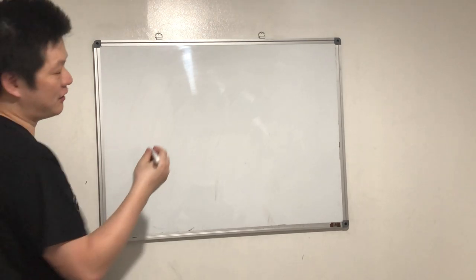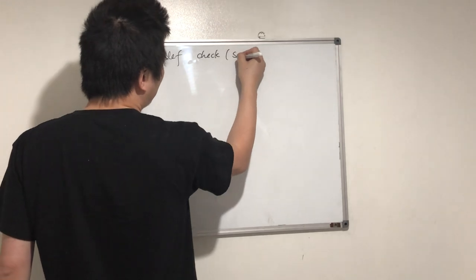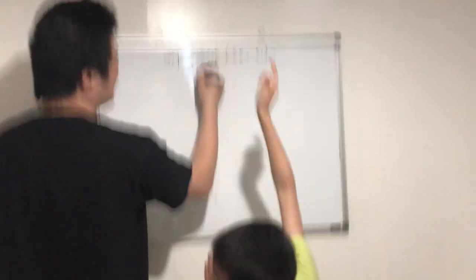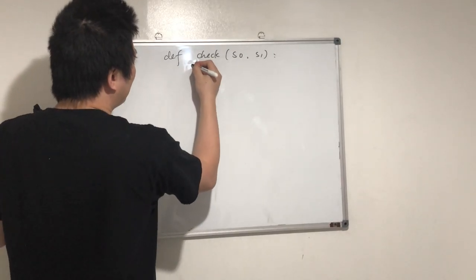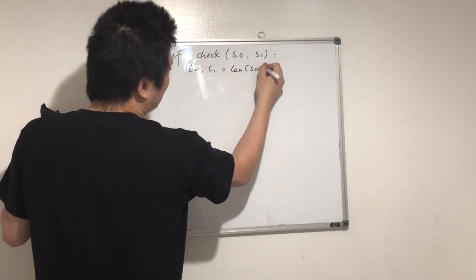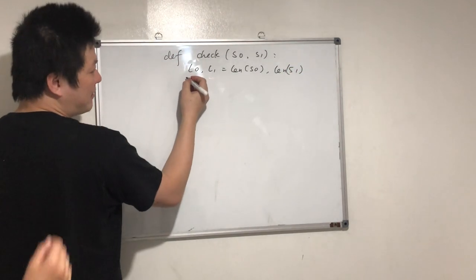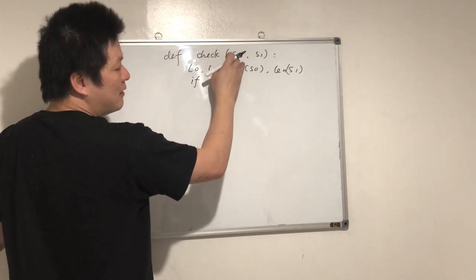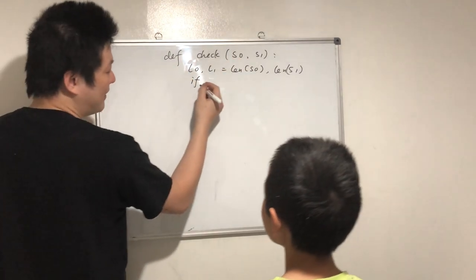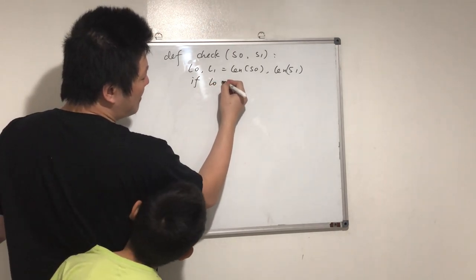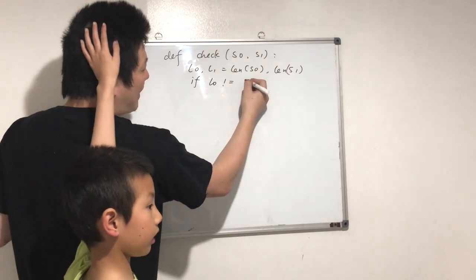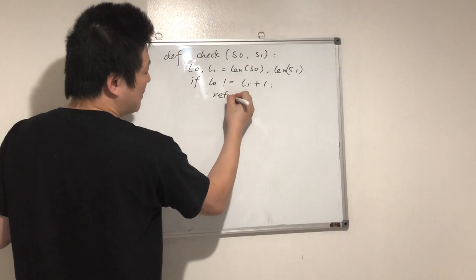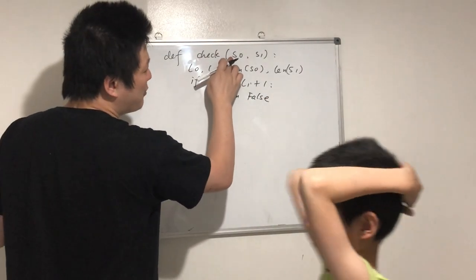How can we brute force, Eric? I just told you. If you want to check if removing one character from S0 can become S1, let's say L0 and L1 are the lengths of S0 and S1. Can you tell me how I can write this if? If we remove one character from S0, so we need to check the difference. If L0 not equals L1 plus 1, since S0 is bigger, then we return false.